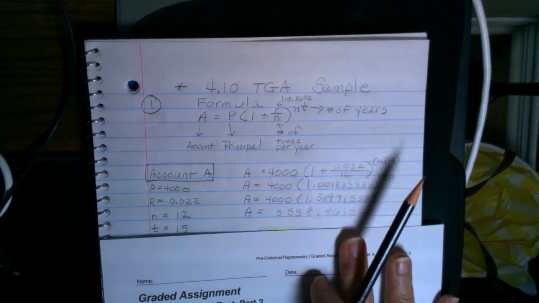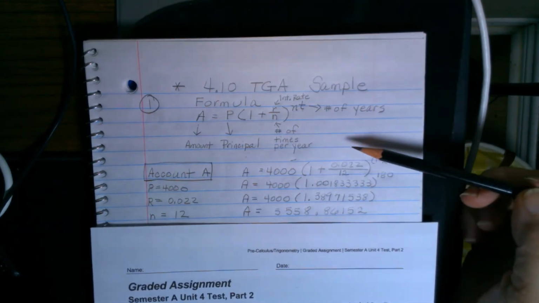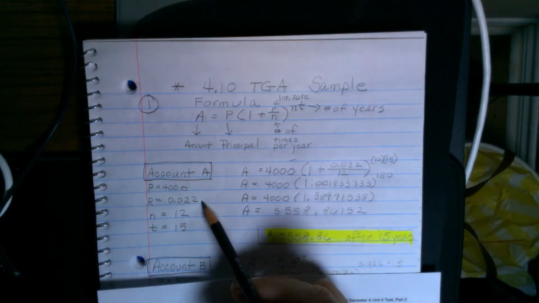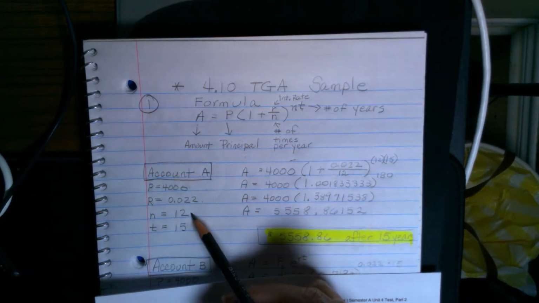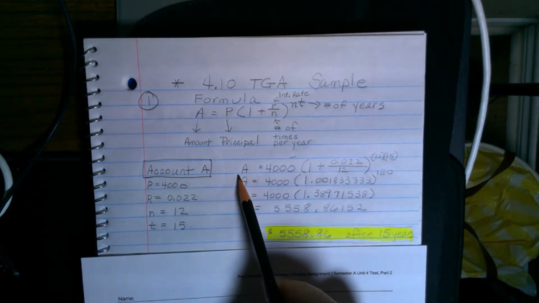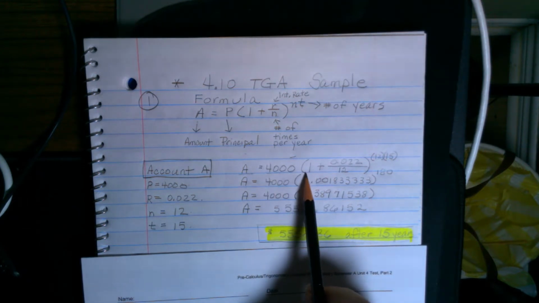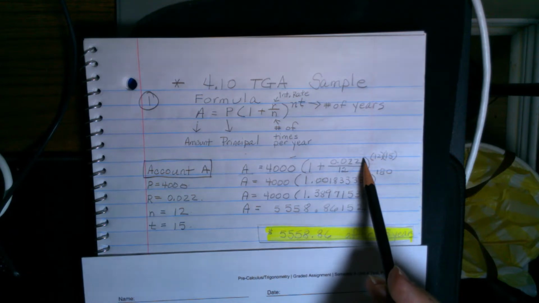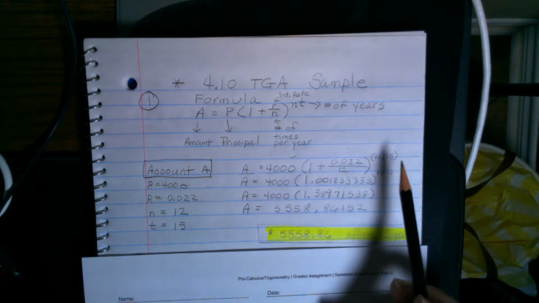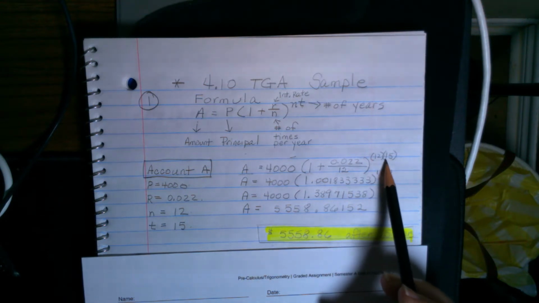All right, so let's identify all of that for account A. For A, we have $4,000 in principal. The rate is 0.022. n is 12, and the time is 15 years. So let's plug that into the formula. A, the amount that we're going to have, equals 4,000, that's the principal, times (1 plus r, the rate, 0.022, over 12, n), raised to the n times t, 12 times 15.